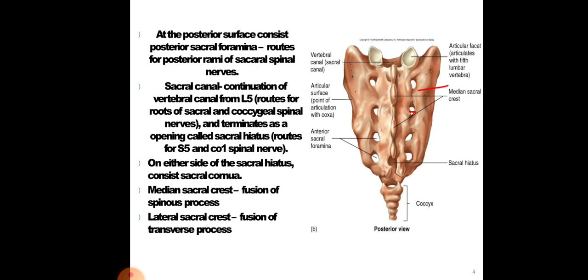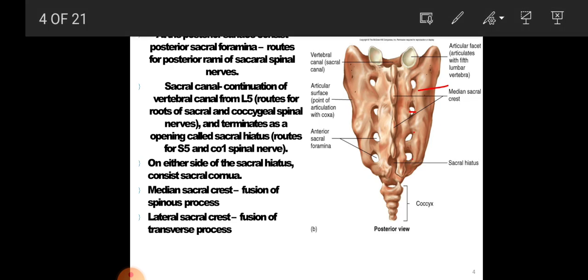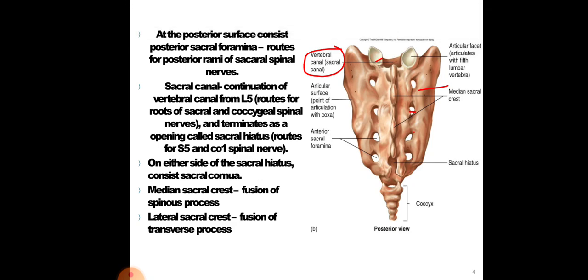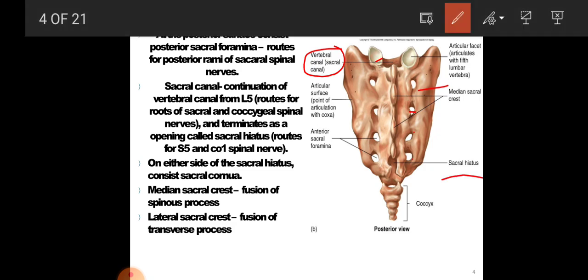Then there is a term known as the sacral canal. As highlighted in your diagram, you can see this is the sacral canal, and it is the continuation of the vertebral canal from the L5 vertebra. It provides passage for the roots of the sacral and coccygeal spinal nerves, and it terminates at the opening known as the sacral hiatus. This is the sacral hiatus, this U-shaped opening. On either side of the sacral hiatus we have the sacral cornu. These horns are known as sacral cornu.